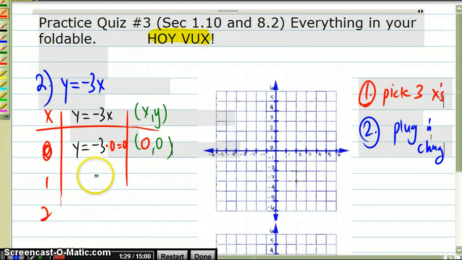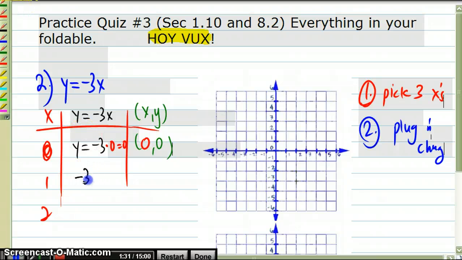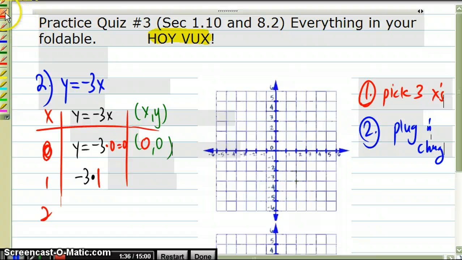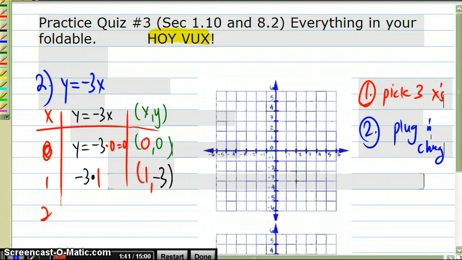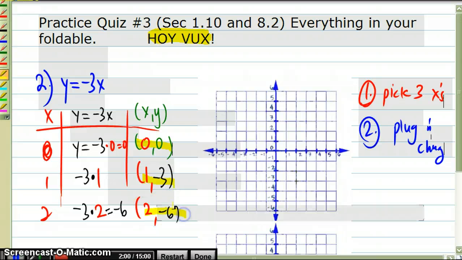I'm going to do that for the next question here. I'm going to do negative 3 times 1, which gives me negative 3. So my second solution is 1, negative 3. Maybe I could do that mentally. I'm going to do negative 3 times 2. I'm plugging in 2. So that's going to give me 2 and negative 6. Negative 3 times 2 is negative 6. So these are my 3 solutions that I'm going to plot on my graph. So that's the third step.